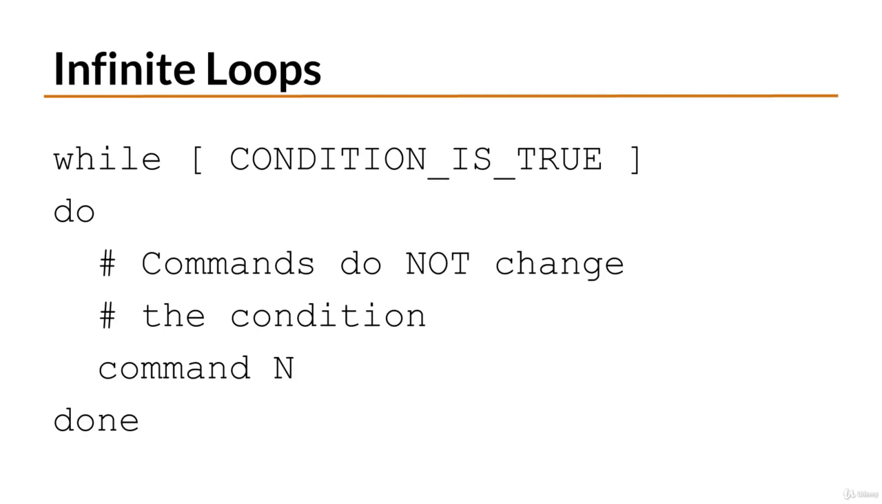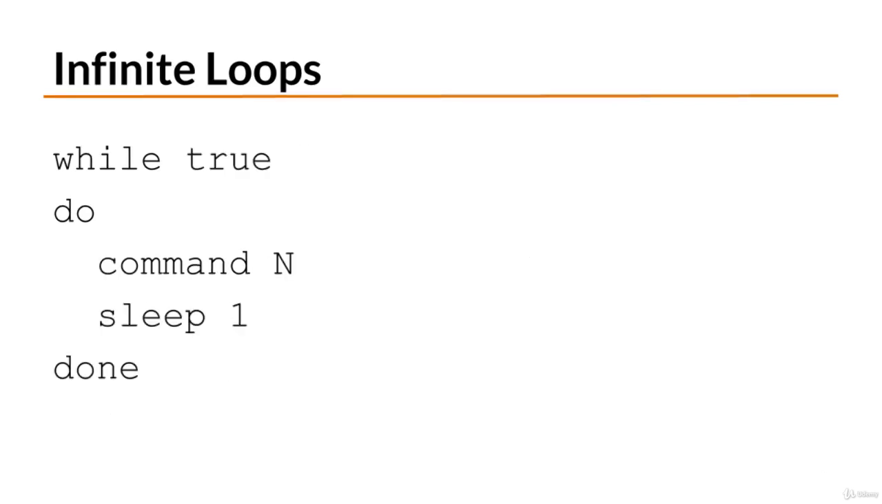If the condition that is being tested always returns true, then the while loop will never exit. If this happens, you'll need to interrupt the script by hitting Ctrl+C if you're running it interactively from the command line. Otherwise, you'll need to use the kill command to kill the process. Typically, when this happens, it's due to a bug or logic error in the script.